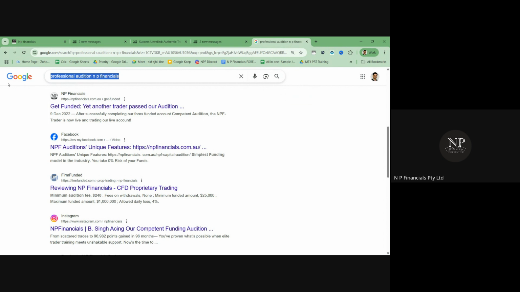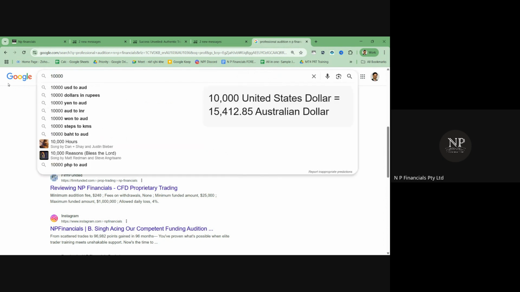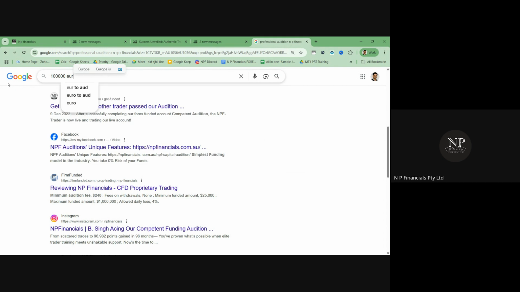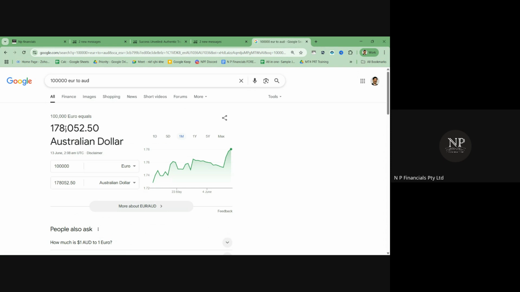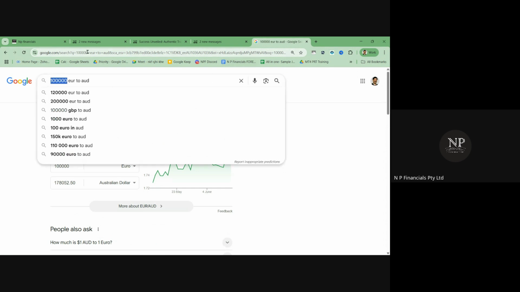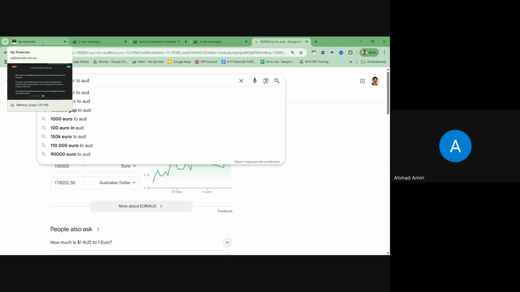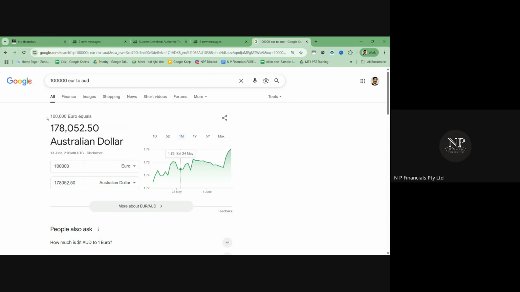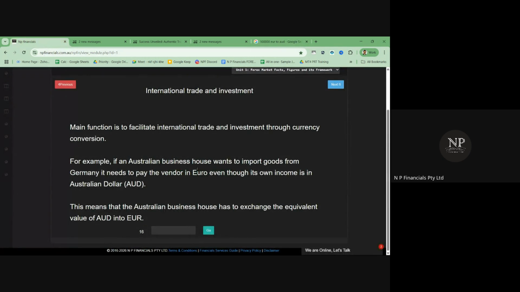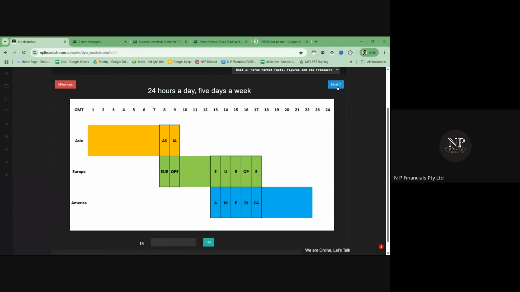Supposing the machine is costing 100,000 euro. So BHP has to sell 1,078,052 Australian dollars to get 100,000 euro to pay Siemens. Make sense? So this is a humongous amount. So that is what consisted of 7 trillion. You understand? So that is what it is, extremely big.